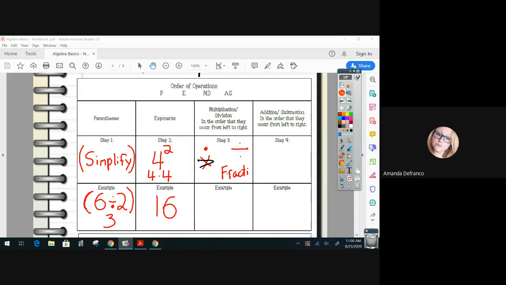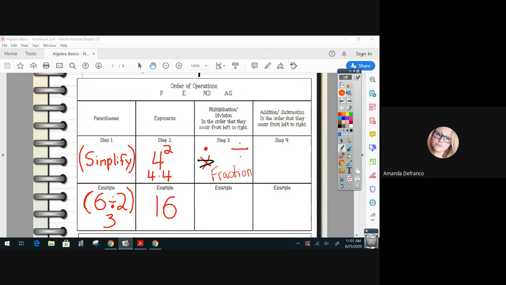Write smaller. How do I write smaller? I tried to write that a little bit smaller for you. Fraction.